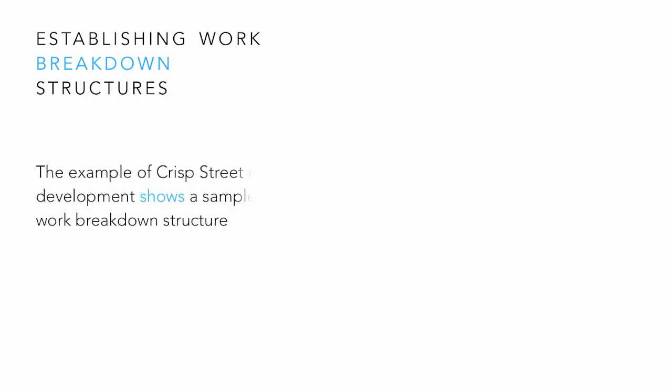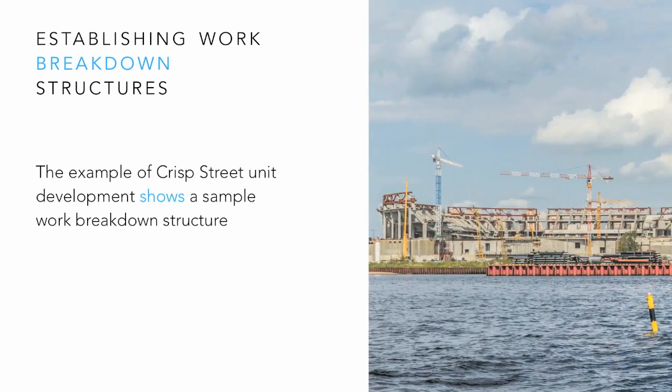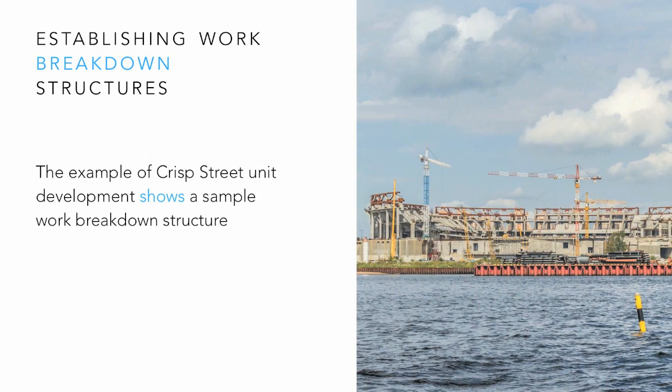The example of the Crisp Street unit development shows a sample work breakdown structure. The project is the development of 4 units. The next layer is the ground elements of the underground work, first fit of reticulation, and complete fit, then the smallest items completed below each tree branch.